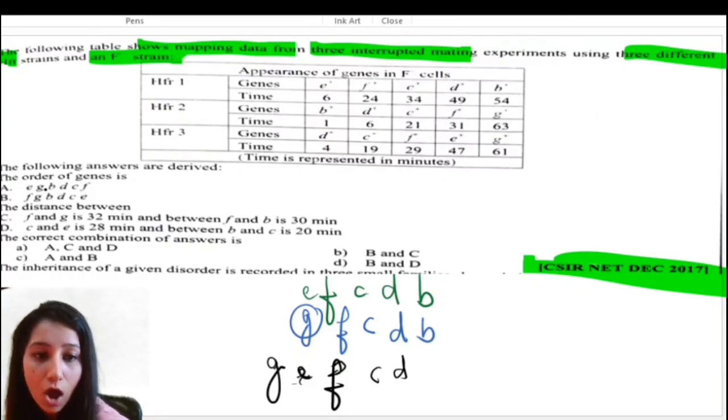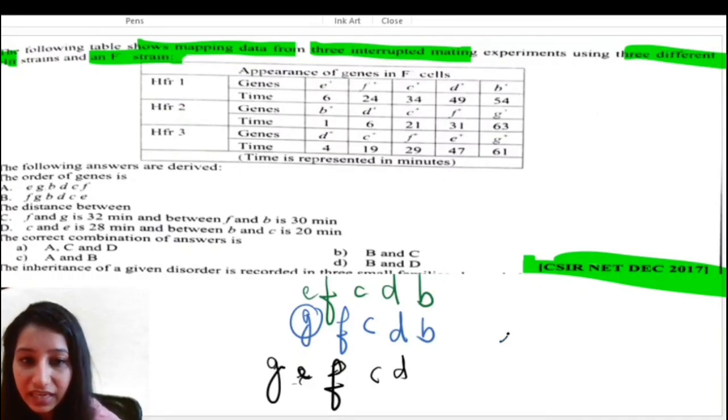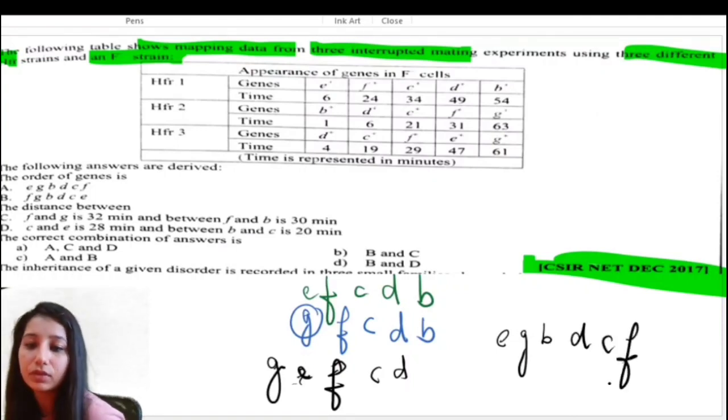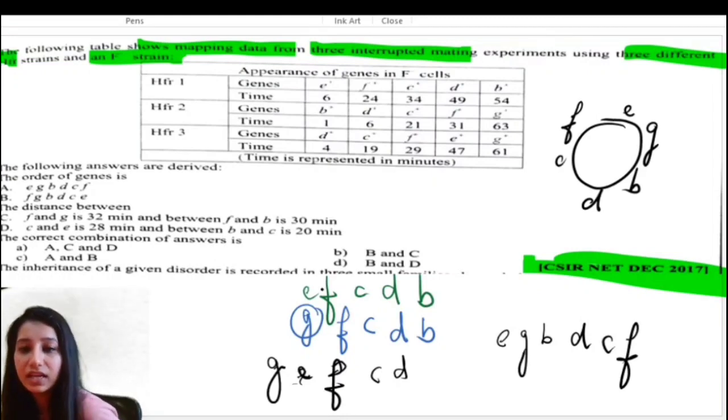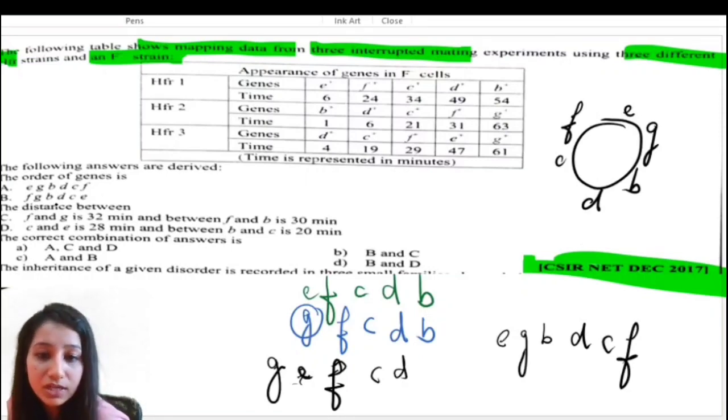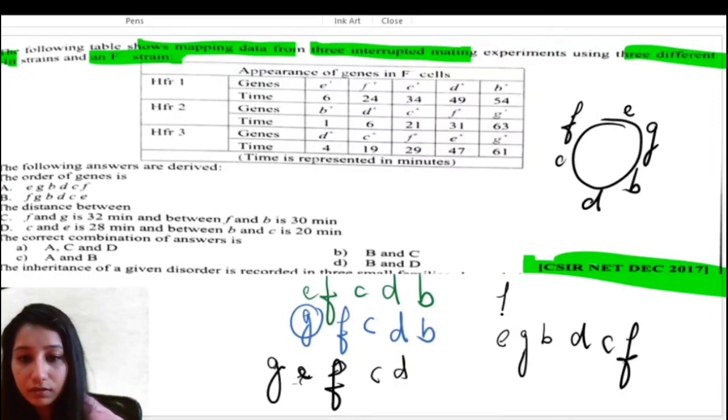So the first option is saying E, G, B, D, C, F. If I make a map of this, it will be E, G, B, D, C, F, and all the conditions occur in this. In the first case, E, F, C, D, B. In the second condition, G, F, C, D, B; E was skipped. In the next condition, G, E, F, C, D. Okay, it is happening.